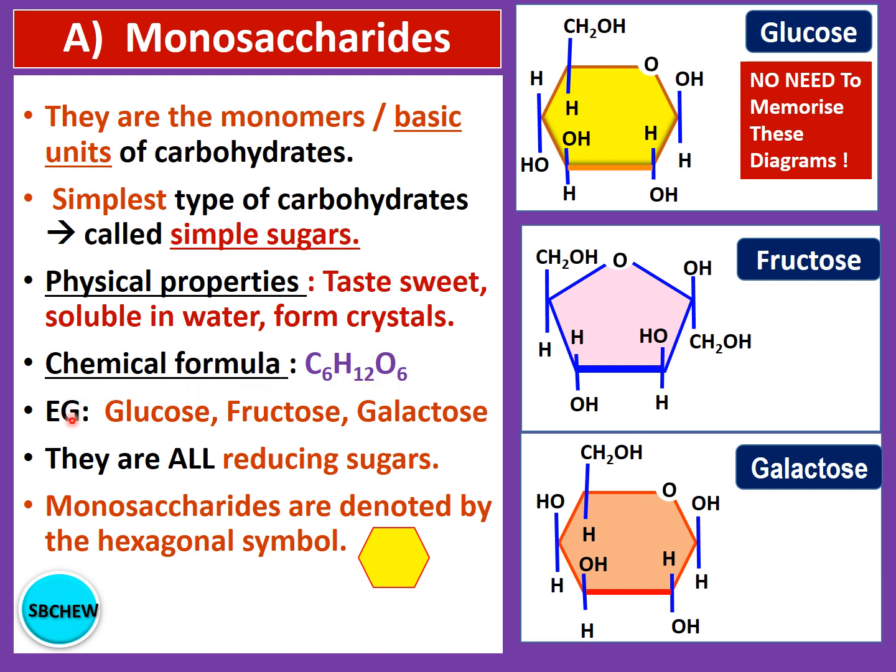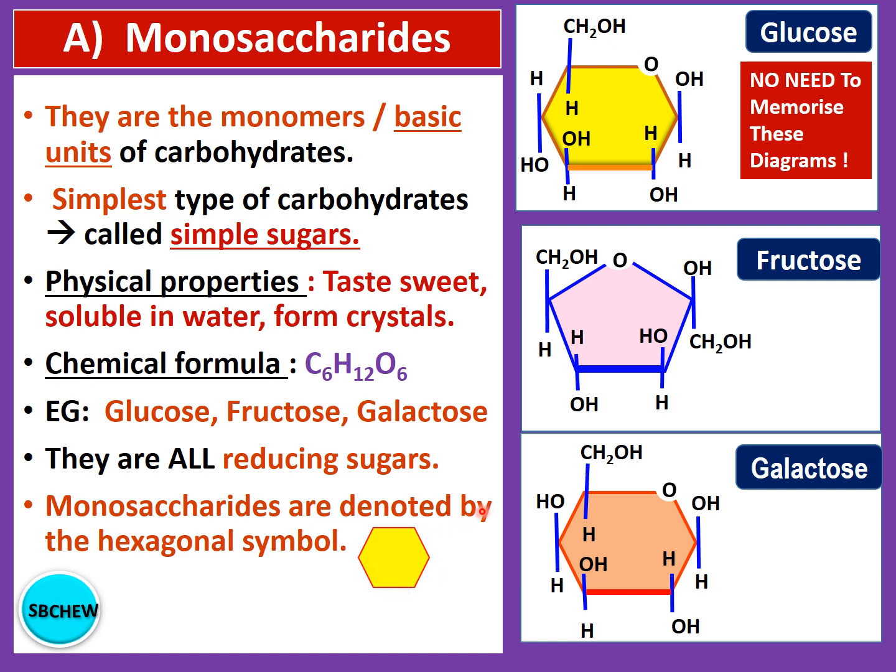There are three examples that we have to know, which are monosaccharides, and that is glucose, fructose, and galactose. They are all reducing sugars. We will discuss this later. And normally, monosaccharides are denoted by the hexagonal symbol, like this. This is very true for glucose and galactose, which form a 6-member ring.